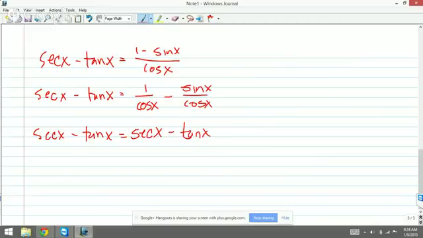You could have done the left side. Secant is 1 over cosine, tangent is sine over cosine, then combine the fractions, and you would have had the right side. So that one was a little more straightforward.